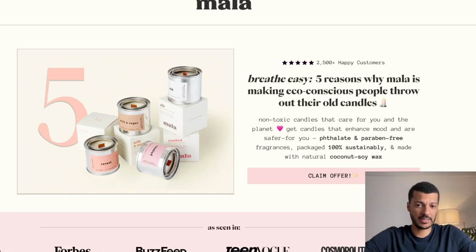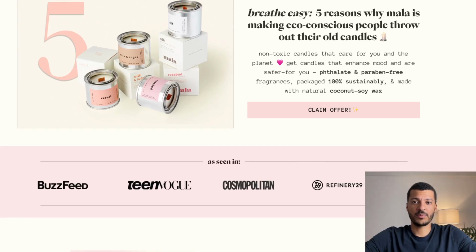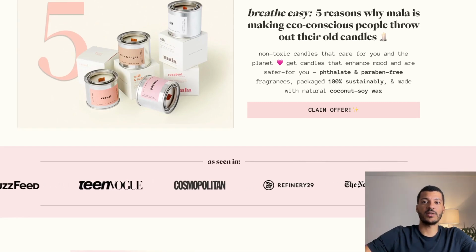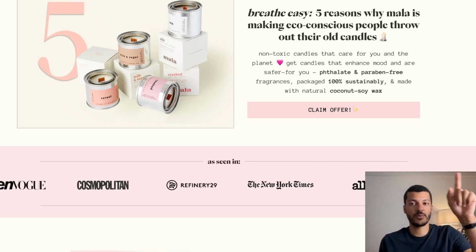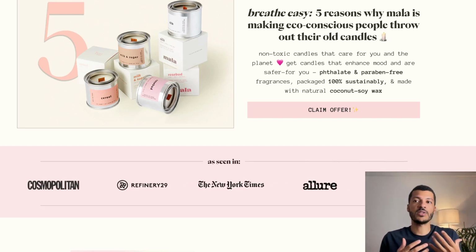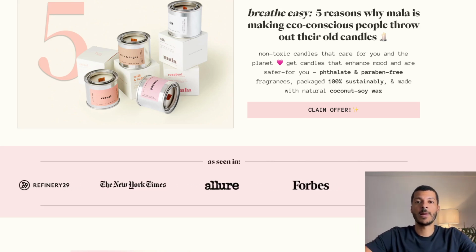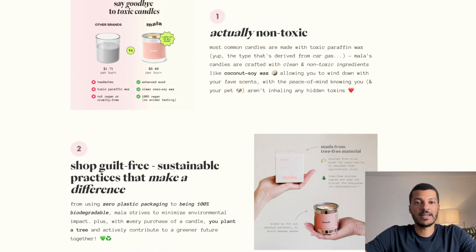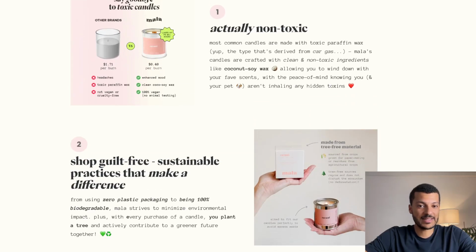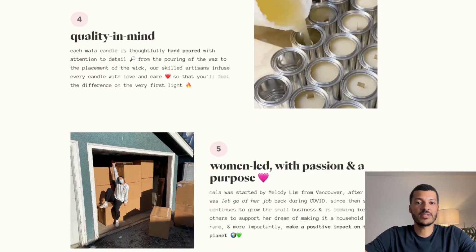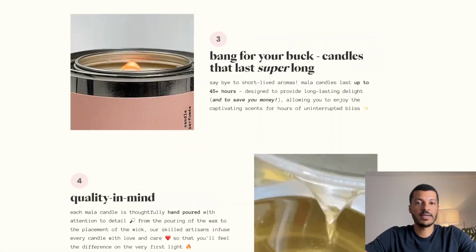There's another example that we're just going to go over quickly. 5 reasons why Mala is making eco-conscious people throw out their old candles. You remember what I said in the last listicle. So essentially you're positioning this against a common solution, right? Exactly. Then the style and the design are a little bit different, but you see the structure, right? You recognize the structure. A lot of social proof here, which is great.